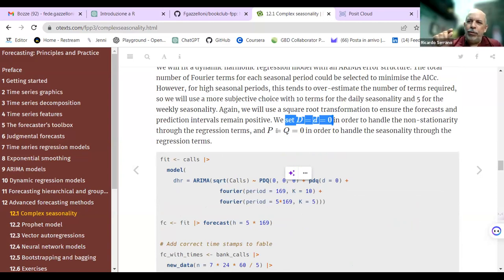It's telling you that those parameters are forced to zero to let the Fourier series handle the seasonality.